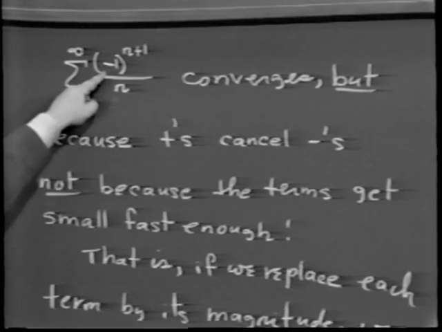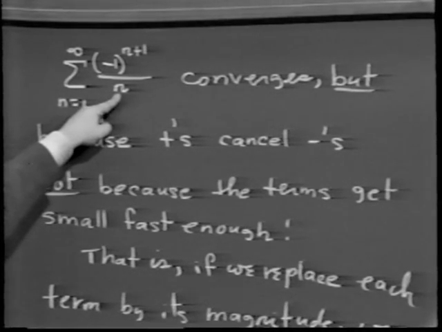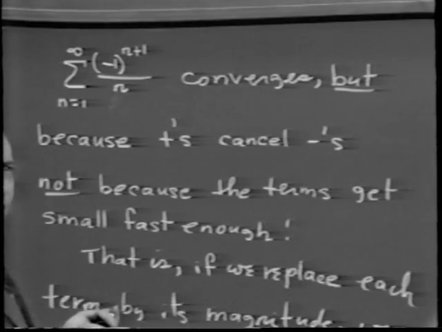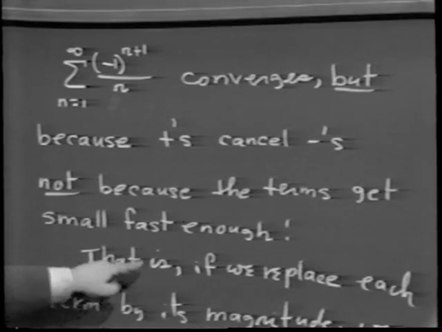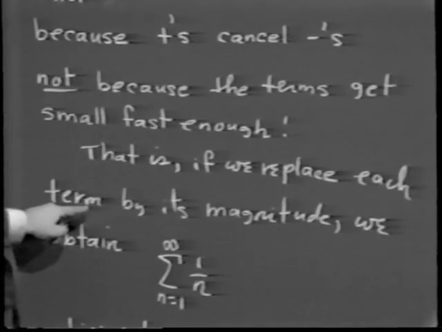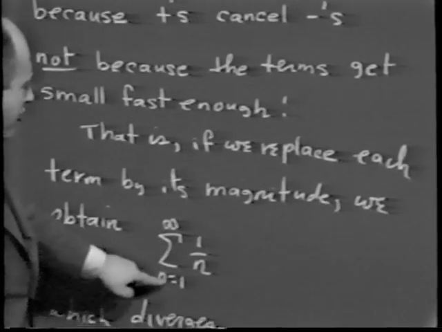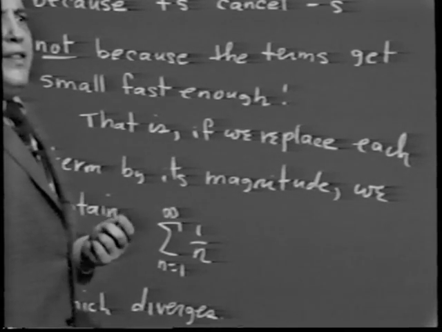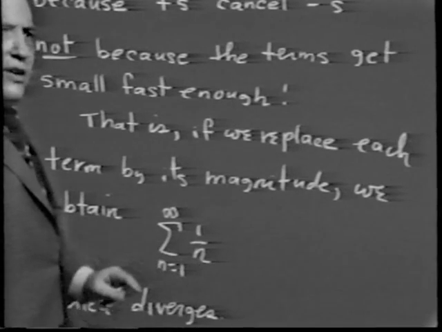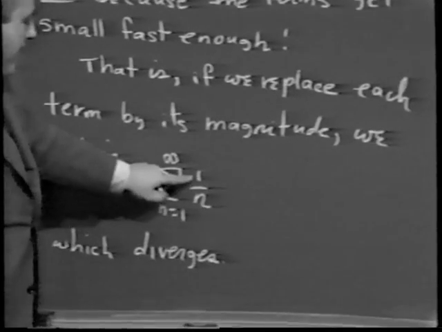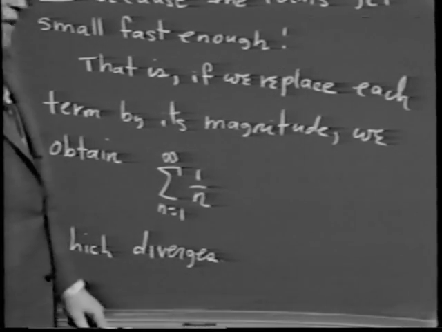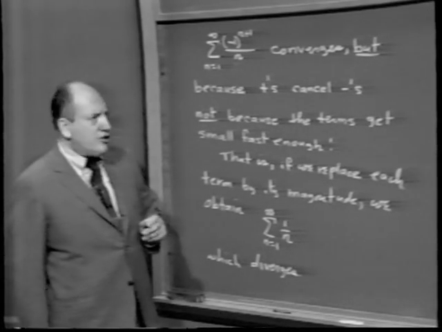What I mean by that is this. Forget about the signs in here. Replace each term by its magnitude. And by the way, that's where the name absolute convergence is going to come from. Namely, the magnitude of a term is its absolute value. If we replace each term by its magnitude, we obtain the series summation n goes from 1 to infinity of 1 over n. And in the last assignment, we saw in the exercises that this diverged by the integral test. In other words, if we leave out the signs, the series diverges because evidently these terms don't get small fast enough.